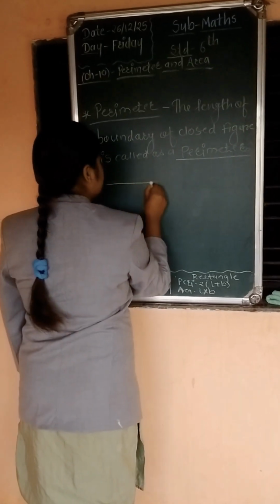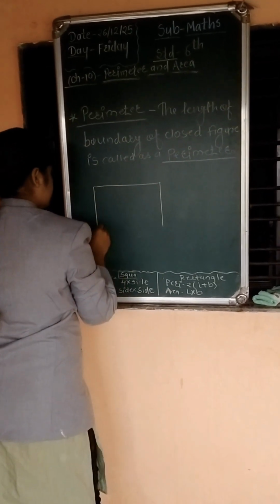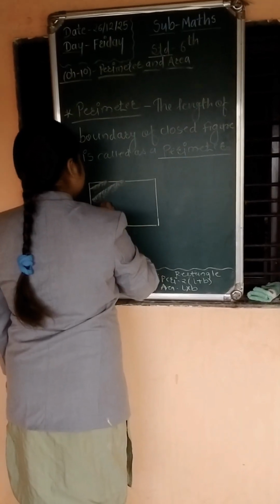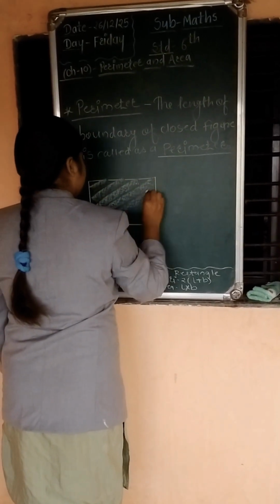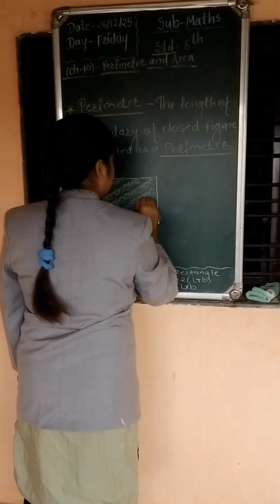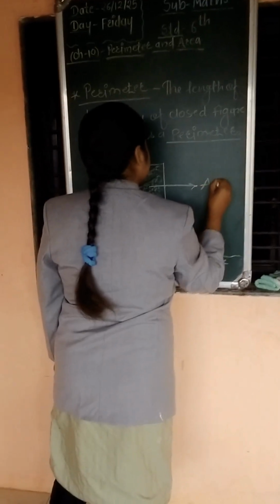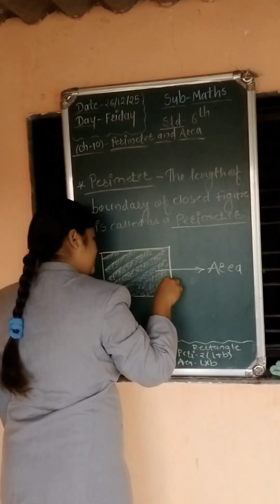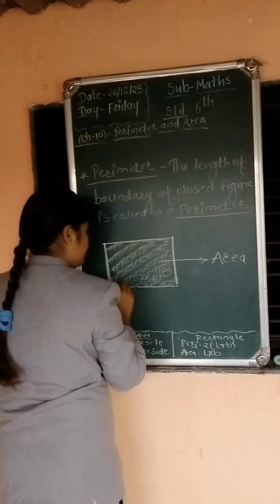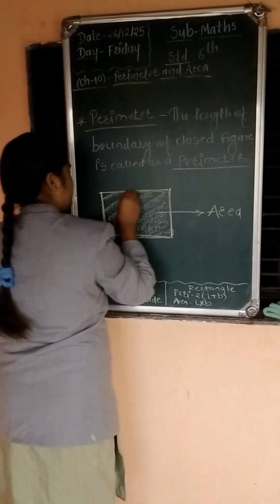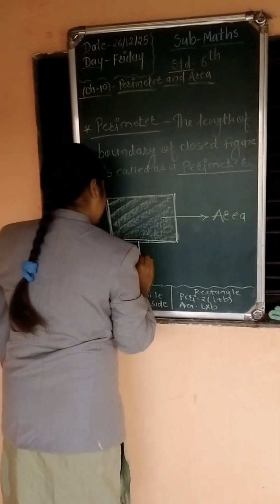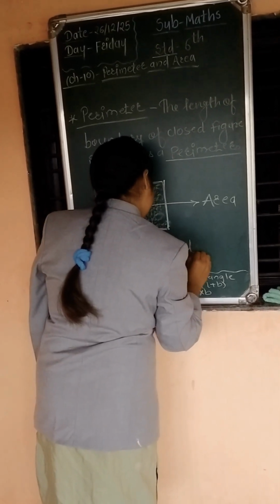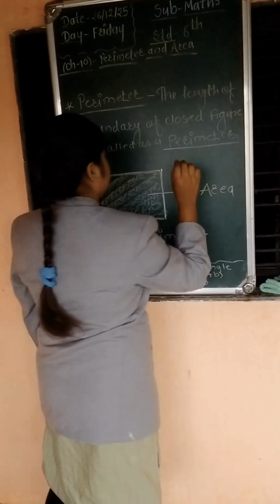So students, here I draw a rectangle. So this is a rectangle. And the space inside this rectangle is called the area. So this space is called the area. And when we find the boundary, this is the length of the boundary of this closed figure. The boundary of this closed figure is called the perimeter of the rectangle. So this is the perimeter and this is the area.